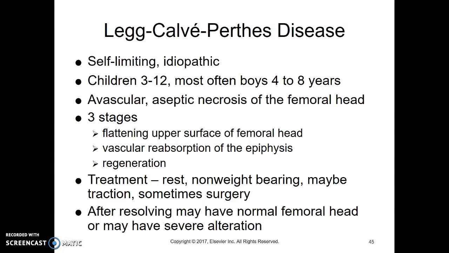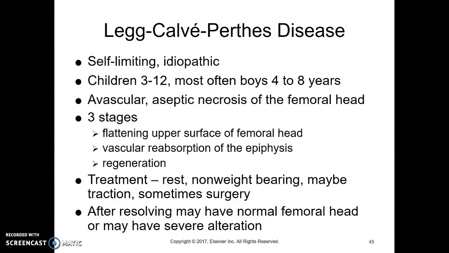So it's avascular aseptic necrosis of the femoral head. So that ball of the femur has issues with blood supply and dying, but it's not from germs, right? Avascular but aseptic necrosis. So there's 3 stages. That surface of the femoral head gets flattened out. Then we get vascular reabsorption of the epiphysis, which is the end beyond the growth plate, and then finally we get regeneration. So the treatment for this is rest and non-weight bearing.